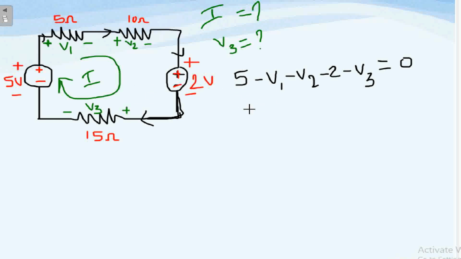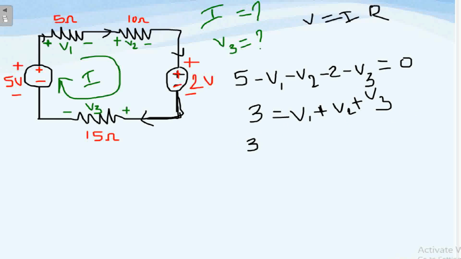So 5 minus 2 equal to 3. So here 3 equals V1 plus V2 plus V3. So here we got 3 equal to V1 plus V2 plus V3. Now we have Ohm's law. According to Ohm's law, V equals I into R.